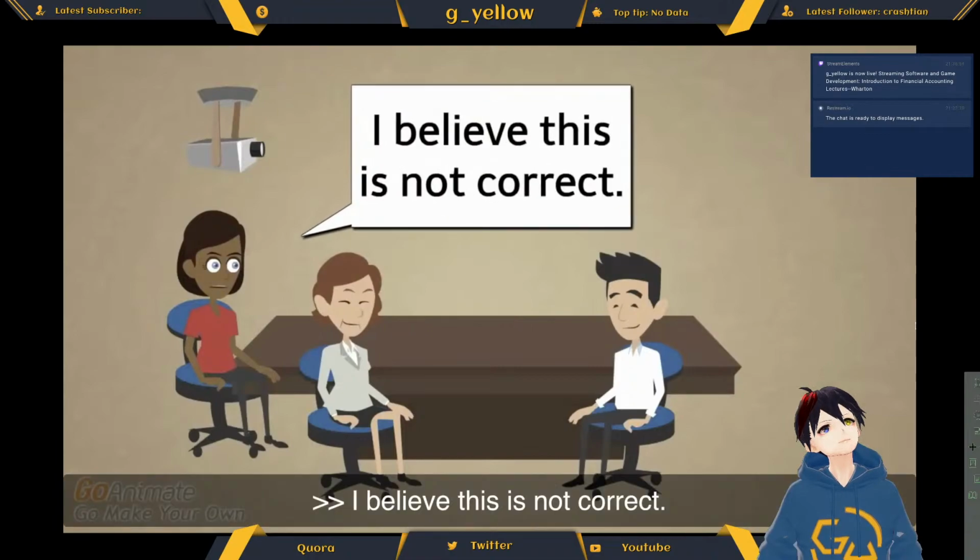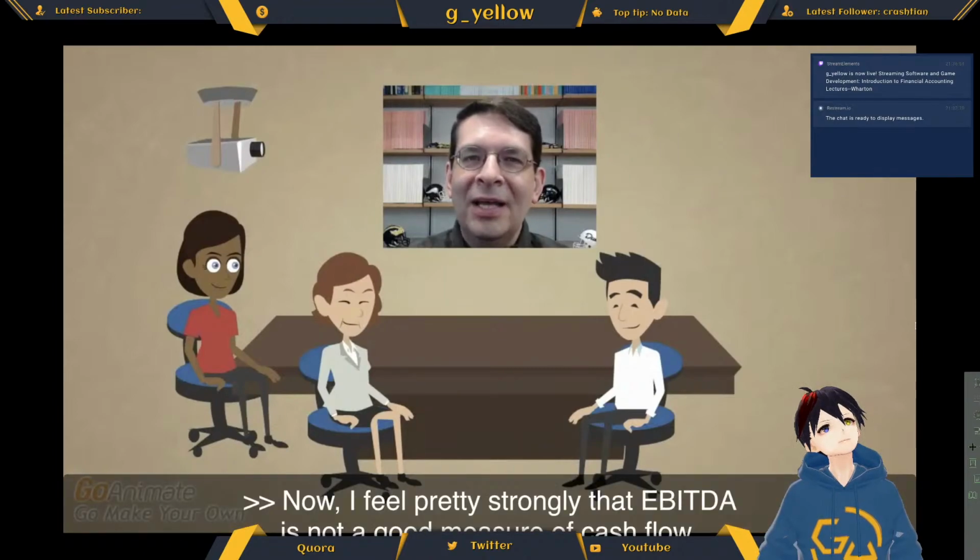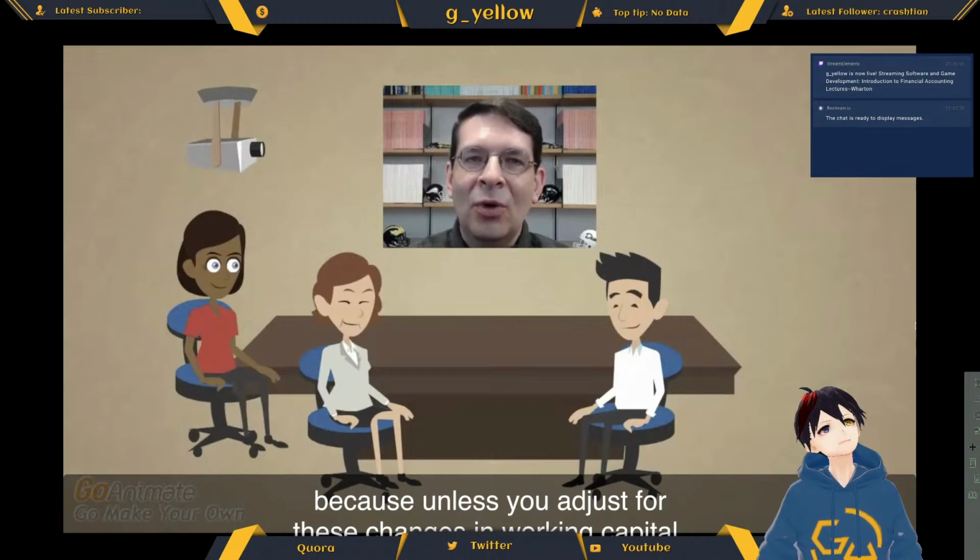I believe this is not correct. Everyone knows that EBITDA is the best measure of cash. No, I feel pretty strongly that EBITDA is not a good measure of cash flow, because unless you adjust for these changes in working capital, then EBITDA is just as easy to manipulate as earnings is.